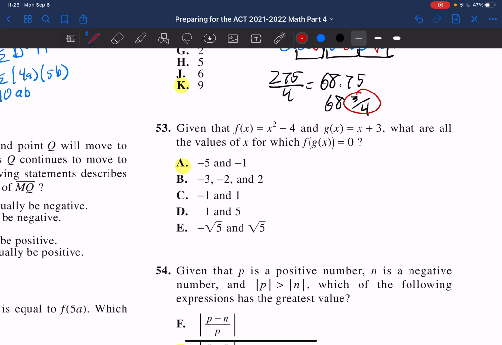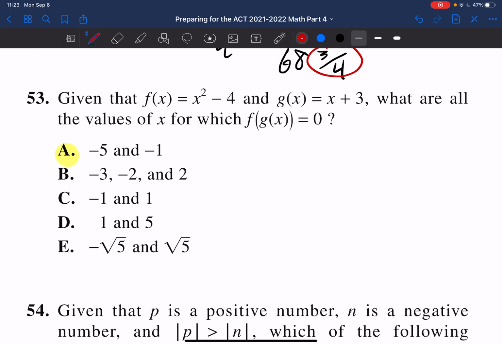53. It says, given that these two functions, f of x is x squared minus 4, and g of x is x plus 3, what are the values for which f of g of x is 0? So we want to know what is x, so that when we add 3 and then square it and subtract 4, we get 0. So we're going to work backwards. We're going to say f of x, which is x squared minus 4, equals 0. So when I solve for that, we get x equals plus or minus 2.